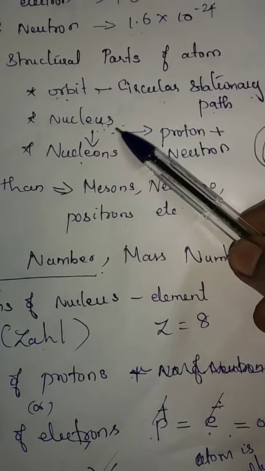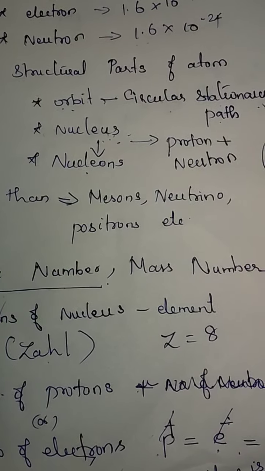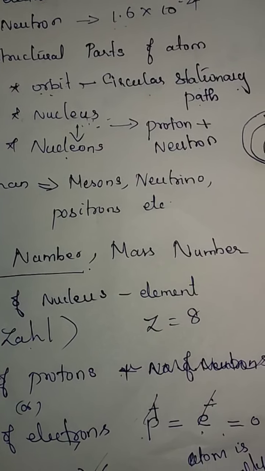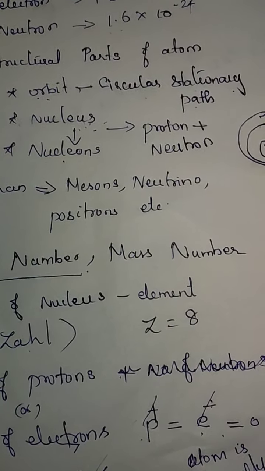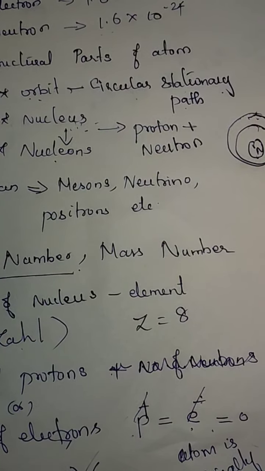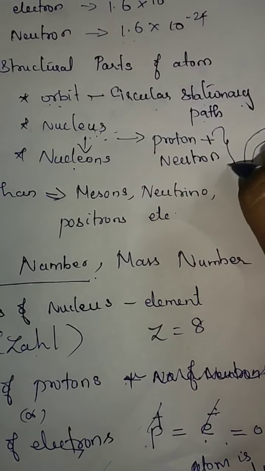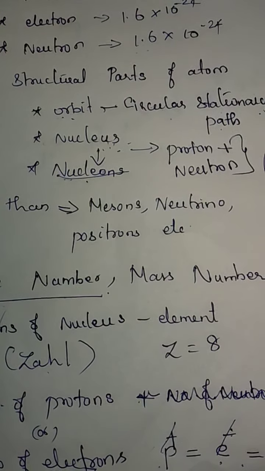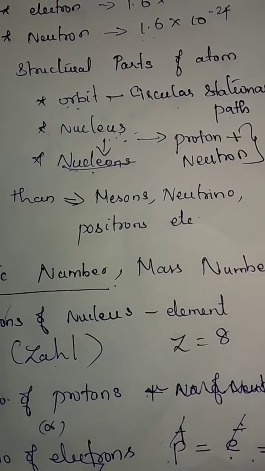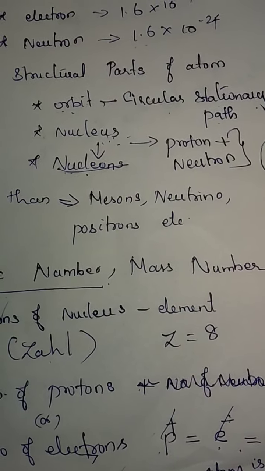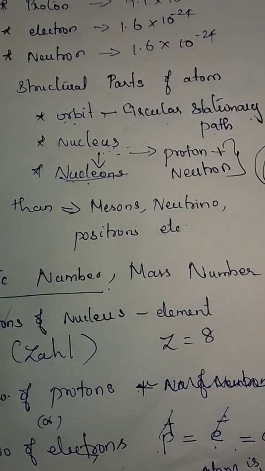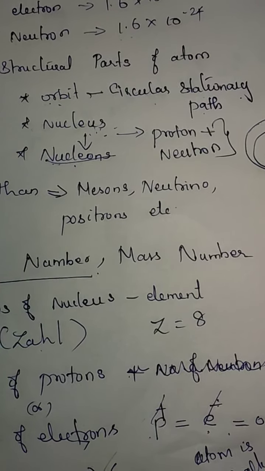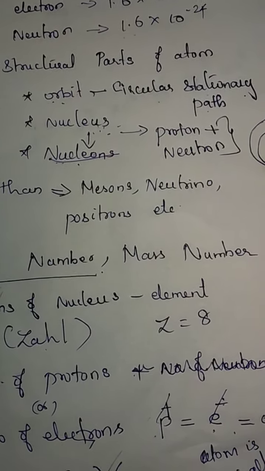And inside the nucleus what are the things present? It contains proton and neutron. Good. Nucleus contains two components, that is proton and neutron. This proton and this neutron together are called nucleons. So students, two important parts of the atom are, what are they? Orbit and nucleus. The components present inside the nucleus are collectively called nucleons.